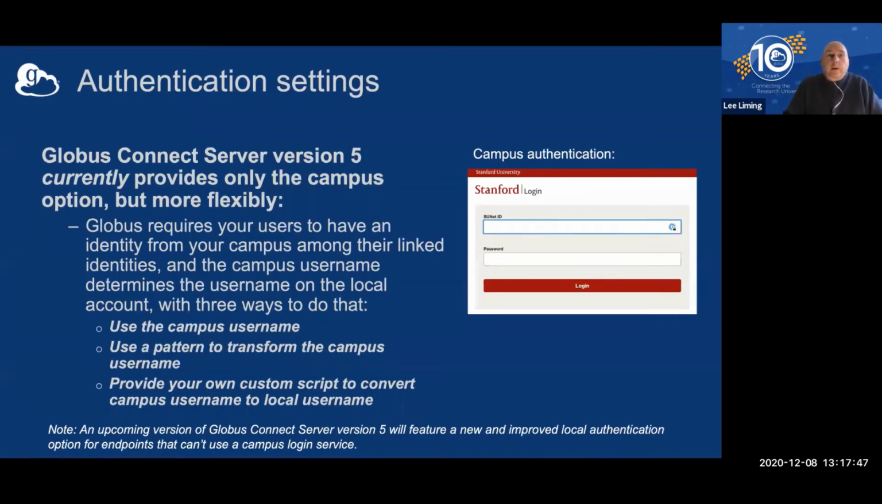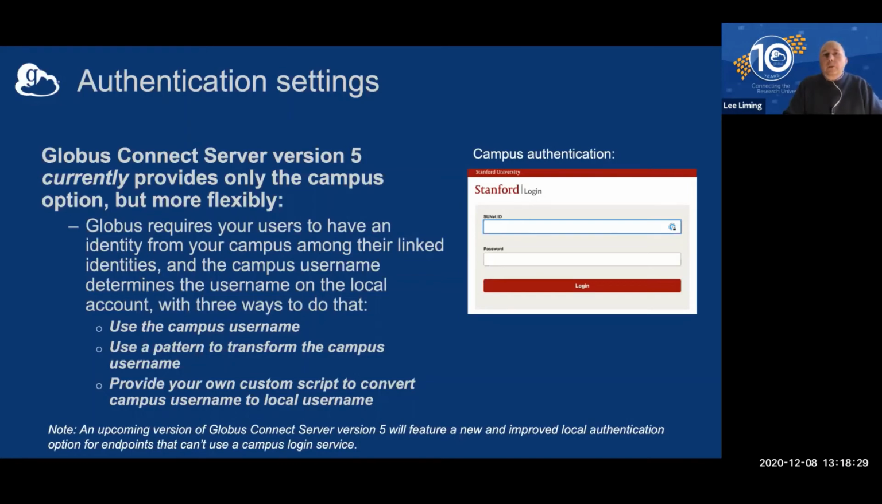First of all, the simplest way is that the local system uses the campus username. So if your usernames are synced with the campus system, this is the easiest way to do it. You just tell Globus, whatever the campus login service returns, that's going to be my local username on my system. The second option is that you can use a pattern to transform the campus username into the local account on the system. The third is that you can provide your own custom script that takes as its input whatever the campus login service returned and provides an output that is the username to use on the local endpoint. So you can configure things that way too.